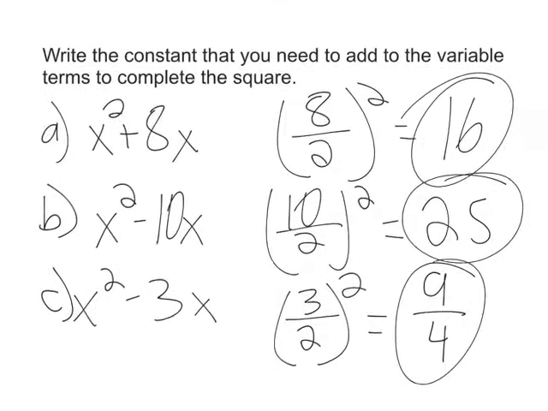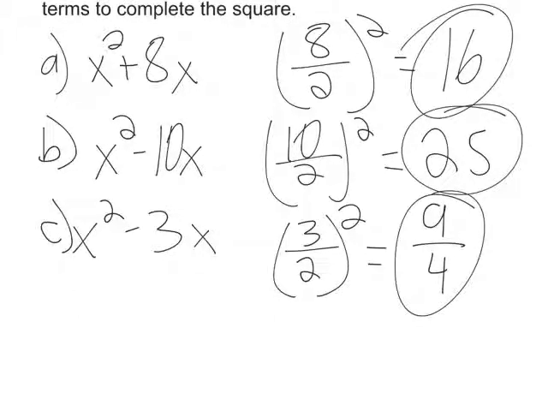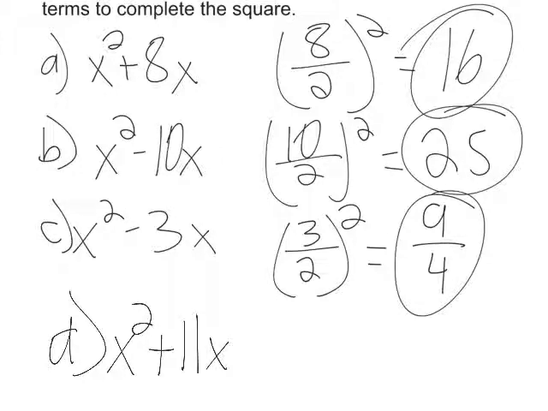And then let me scoot down just a little bit so we've got a little more room for D part. This again is one with a fraction. x squared plus 11x. Try that one for a second.